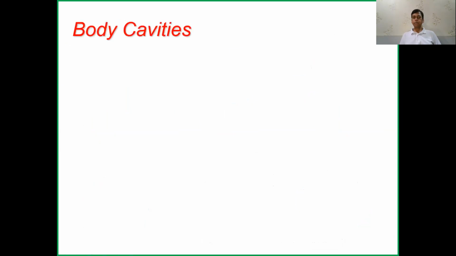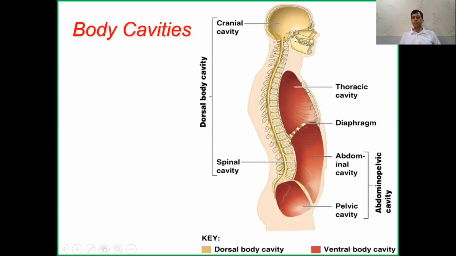Then the cavities. This is the cranial cavity, this is the thoracic cavity, and this is the abdominal cavity. This is the diaphragm, a membrane which divides the thoracic cavity from the abdominal cavity. This is the pelvic cavity, and this is the spinal cavity. This is the spinal bone, and inside the bone there is a cavity. In that cavity there is the spinal cord. This is the brain, and the descending part of the brain is the spinal cord, moving in the spinal cavity.